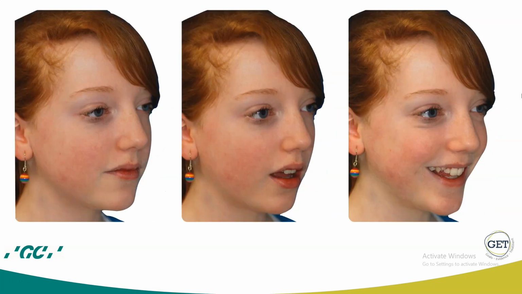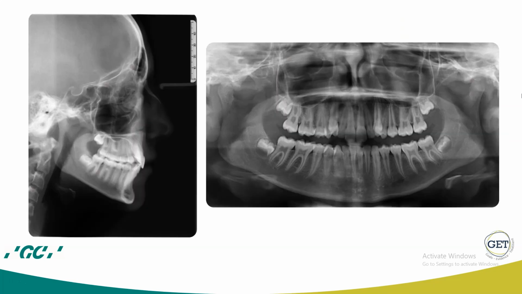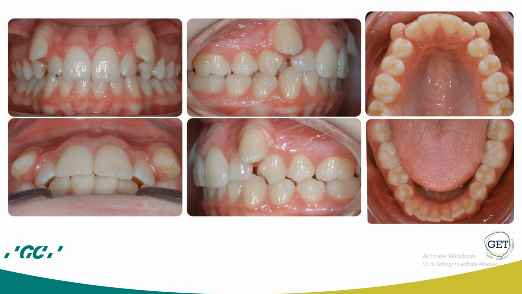But, as you can see from the quarter and also from the profile, she has a fairly regular profile. You can see the lateral ceph looks pretty normal, with pretty normal values, and this is an occlusion in which she's got a normal overjet, high labial cadence, and a full distal molar relationship.